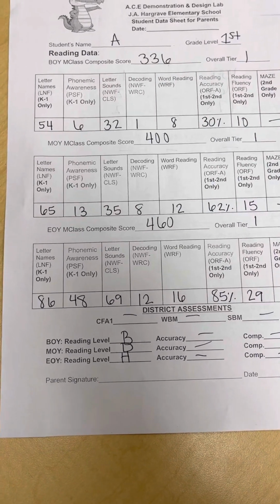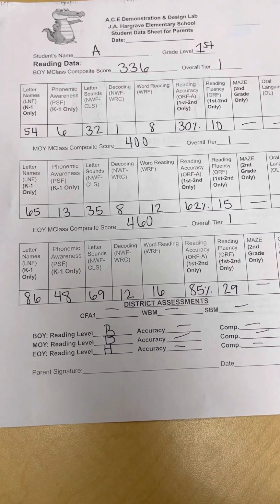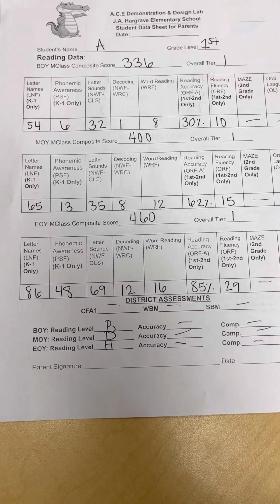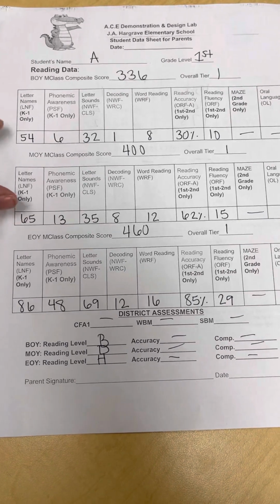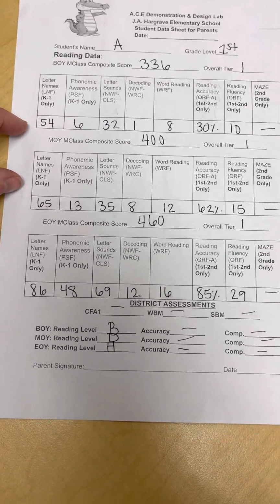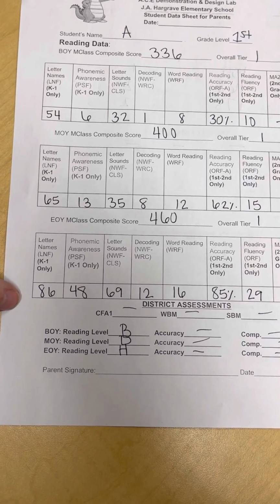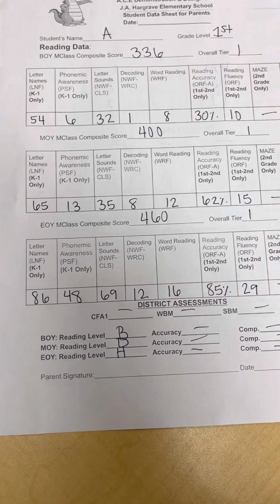So for letter names, they were given a random assortment of letters, capitalized and lowercase, and they had to name them in 1 minute, as many as they could. So for example, my student A had 54 letter names at the beginning of the year, and then they were able to identify and name 86 letters at the end of the year.